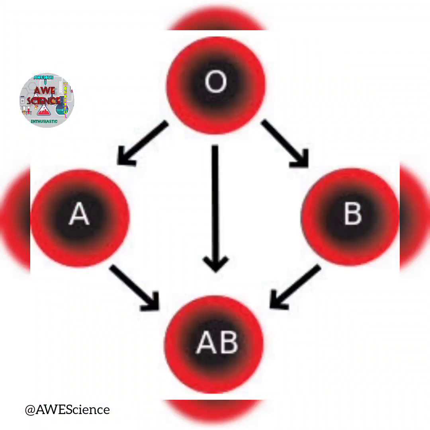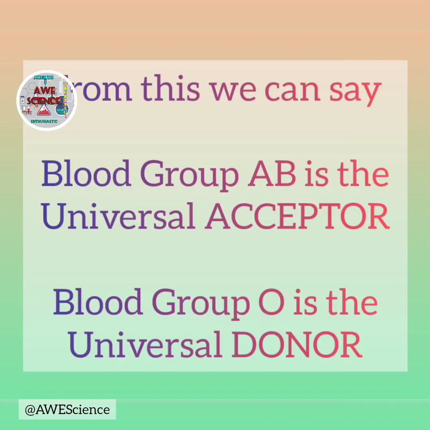Let's revise what we saw in the earlier slide. The blood group O can donate to all the blood groups, and the blood group AB can receive blood from all the blood groups. From this we can say that the blood group O is the universal donor and the blood group AB is the universal acceptor. So out of all the blood groups which we have, blood group AB is a universal acceptor and blood group O is a universal donor.